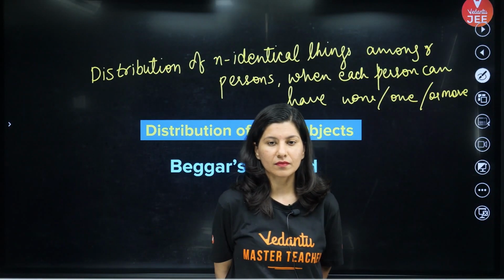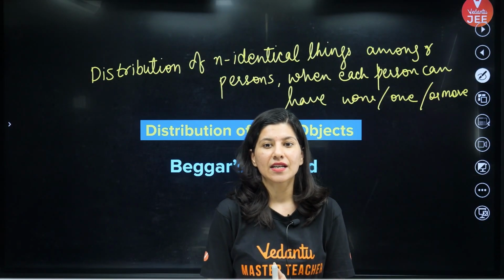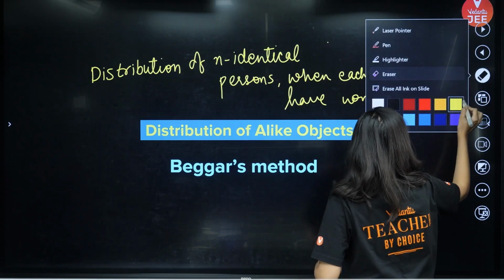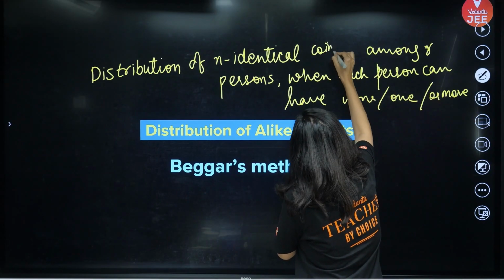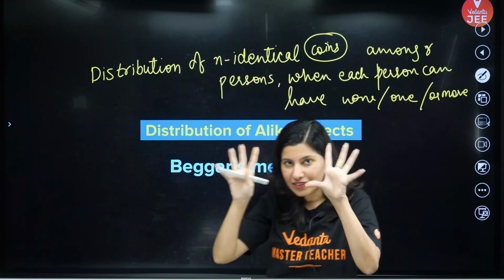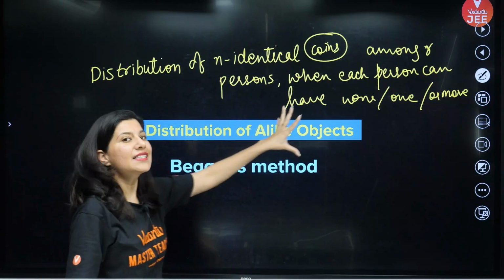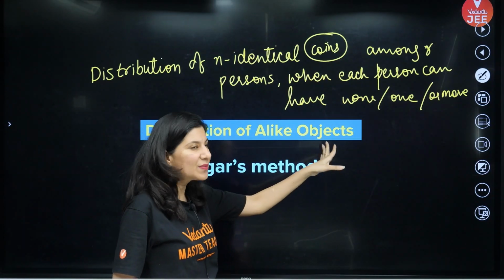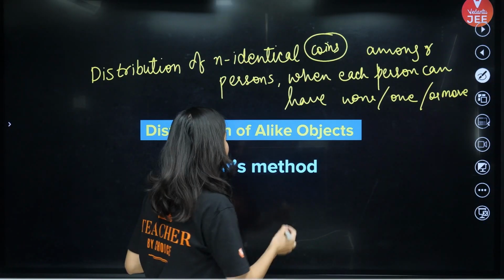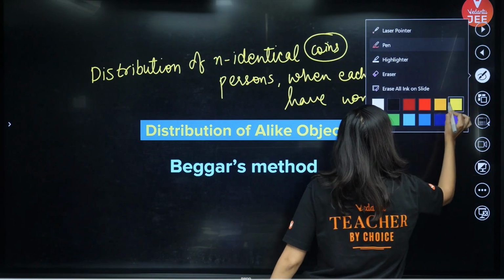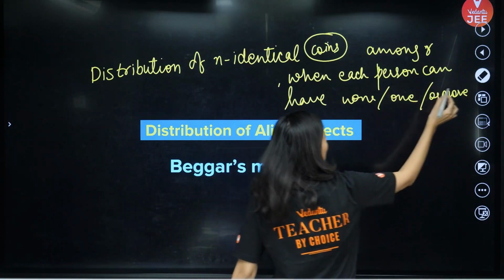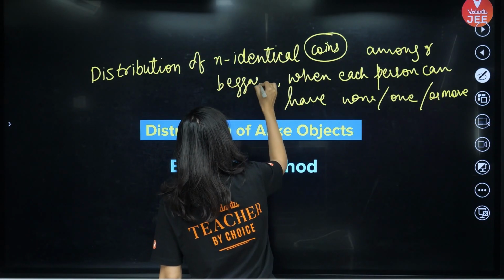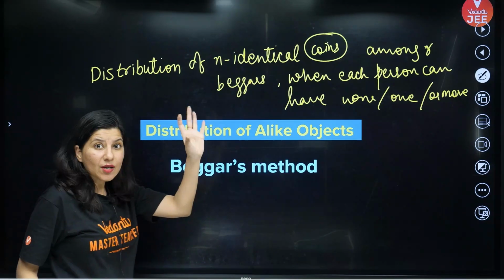So what we are doing is we are having n coins, rather than things. Now coins, why? Because we have created a scenario where coins are involved. So n identical coins are there, and that's why it is called Beggar's method. So r persons are not persons, they are beggars: n identical coins should be distributed to r beggars.